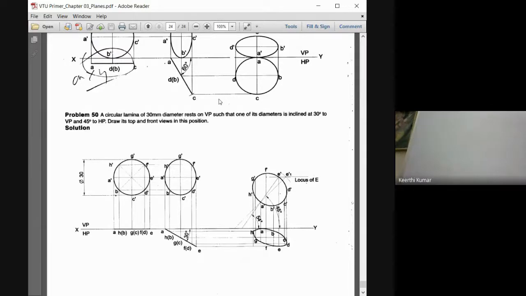I'll repeat the question. A circular lamina of 30 mm diameter rests on VP such that one of its diameters is inclined at 30 degree to VP and 45 degree to HP. Full stop. Draw its top and front views in this position.